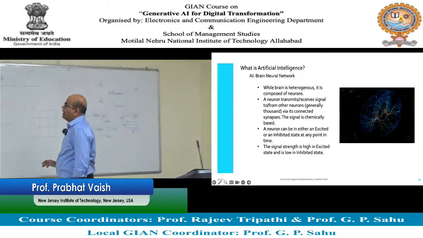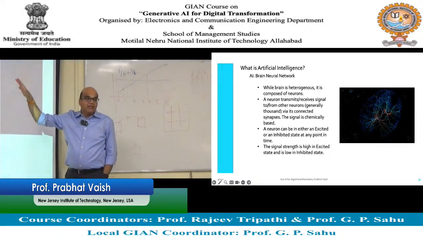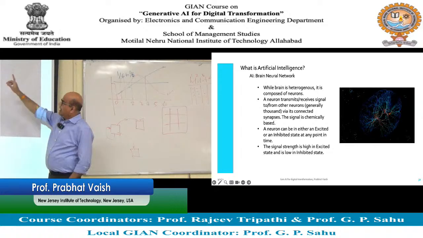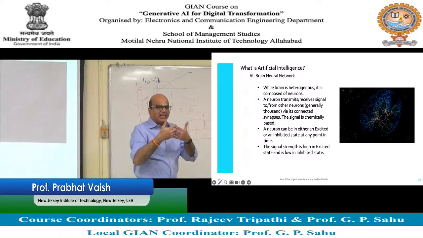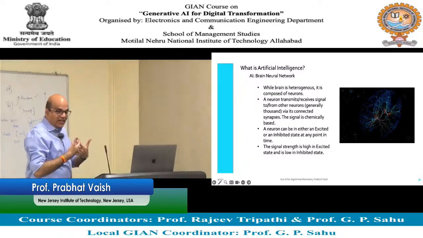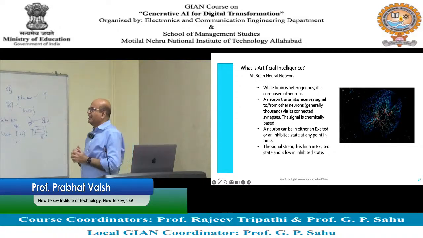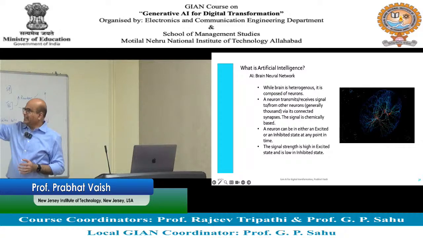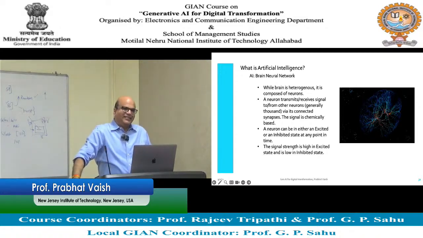It's heterogeneous, composed of neurons, not millions, billions of neurons, okay? Each neuron is transmitting or receiving signals from other neurons. They're all connected. Not all, but they're somehow connected, okay? The signal is chemical in nature. A neuron can be in either an excited state or an inhibited state. Is that important? Something that we talked about a few minutes ago, if you can think of it.